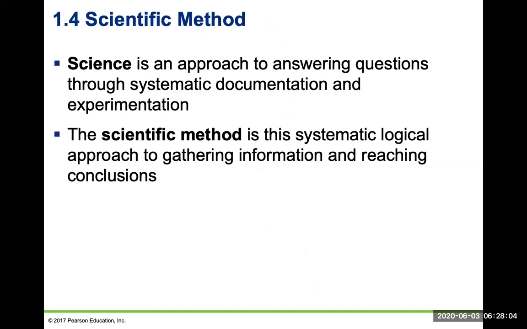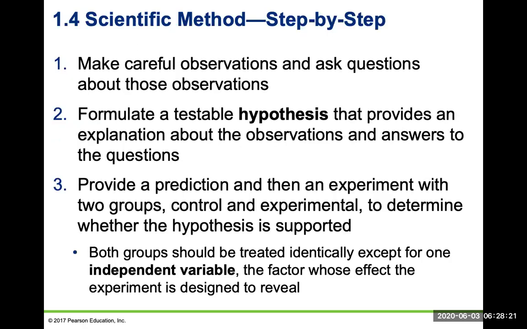Science specifically is an approach to answering questions through systematic documentation and experimentation. So you should have a good idea what the scientific method is about. It's this systematic, logical approach to gathering information and reaching conclusions. Here are the steps of the scientific method. Simply put, the first step is to make an observation or identify a problem, and then form a hypothesis that provides an explanation to that observation.